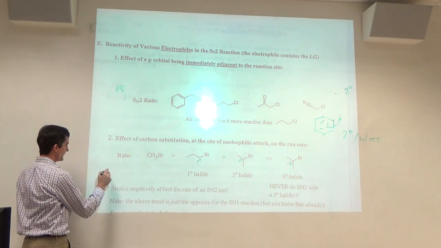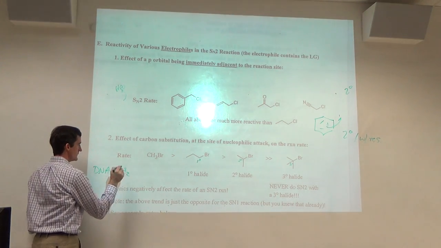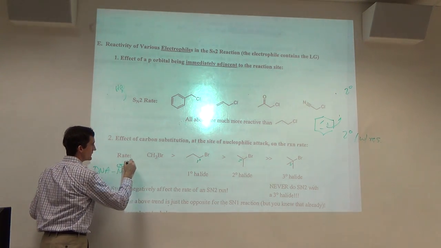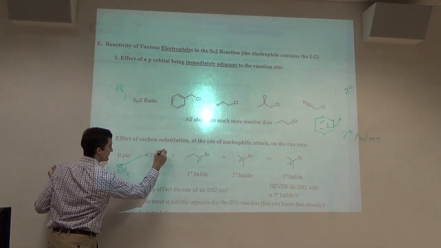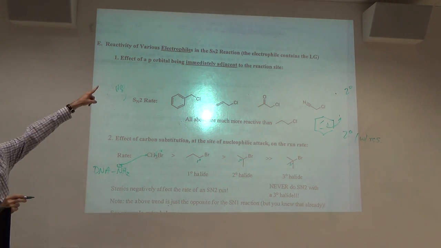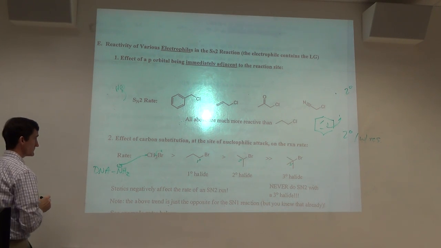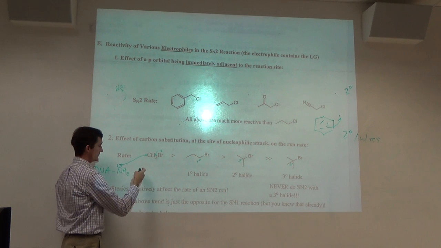What's your favorite nucleophile? Let's just say DNA with an amino group. This will attack this carbon and kick off that bromine in an SN2. What type of reaction are we doing? SN2. Not SN1, right? This is much faster.